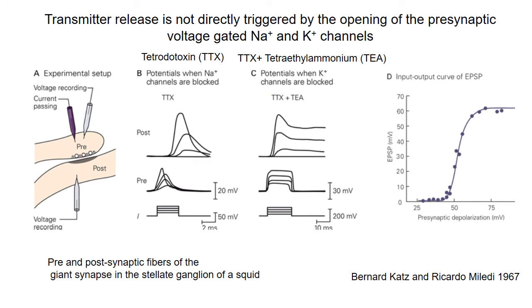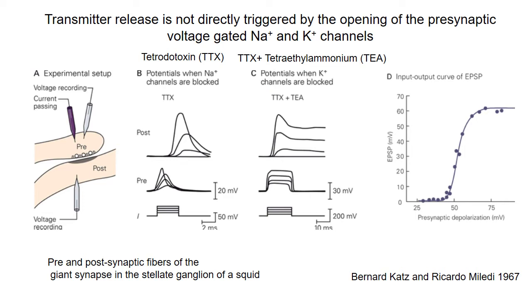So the first question that they asked was, what are the signals at the presynaptic terminals that lead to the release of the neurotransmitter? This is the experimental setup that Bernard Katz and Ricardo Miledi used in 1967. It is the giant synapse of the squid, which is large enough that you can insert electrodes in both pre- and postsynaptic elements. Here we have the voltage recording and the current passing electrode in the presynaptic structure, and in the postsynaptic structure we have voltage recording.